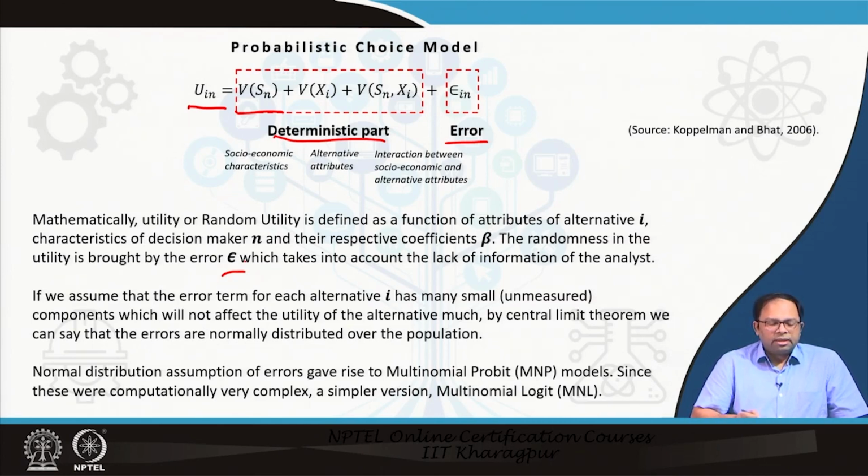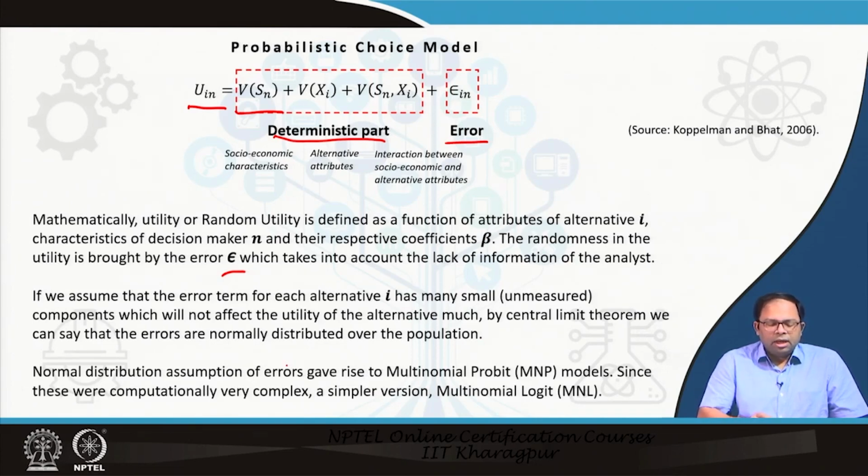And we assume, based on the assumption that we make with the error term, that the error term for each alternative i is very small, and it has many small components which will not affect the utility of the alternative much. And by the central limit theorem, we said that the errors are normally distributed over the population. We can say that, but we have already learned that we don't.